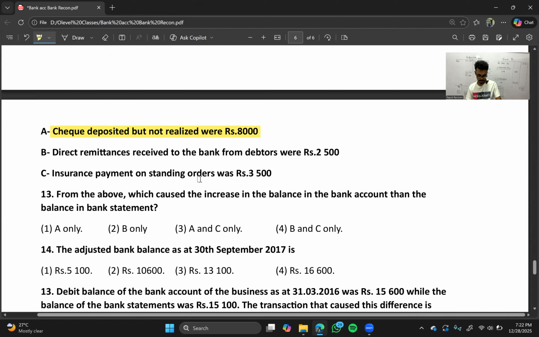And insurance payment and standing orders, like payments, have been done. That payment has been deducted from the bank statement, but we didn't know. Because of that reason, the bank account balance is increased. Okay, so A and C, right? A and C will become the answer.